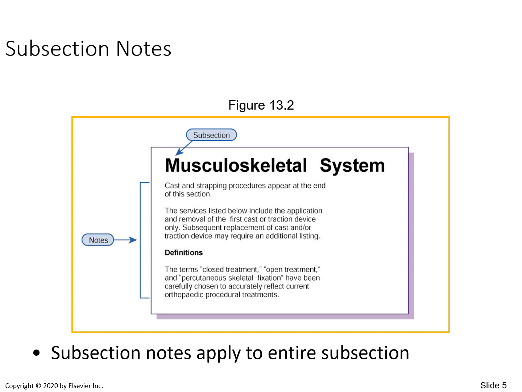So subsection notes apply to the entire subsection. All the notes in the musculoskeletal subsection will apply to all the codes in that subsection. For example, terms closed treatment, open treatment, and percutaneous skeletal fixation have been carefully chosen to accurately reflect current orthopedic procedural treatments. So all of this information applies to the whole subsection of musculoskeletal system.